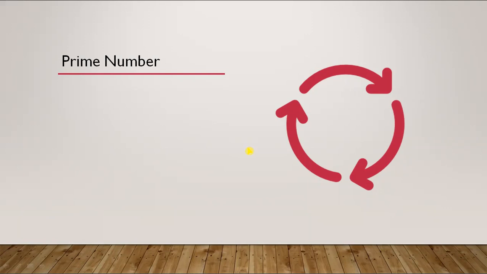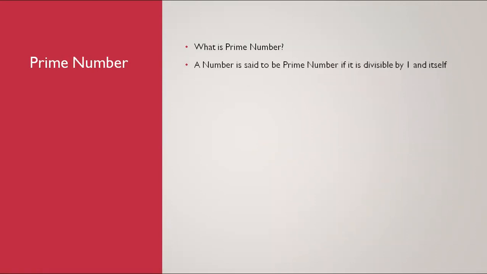So first, the most important thing is we need to know what a prime number is. If you don't know what a prime number is, then it is really difficult for you to write a program for the same, right? So what is a prime number? That is the first thing that should run in your mind. A number is said to be a prime number only if it is divisible by one and itself.